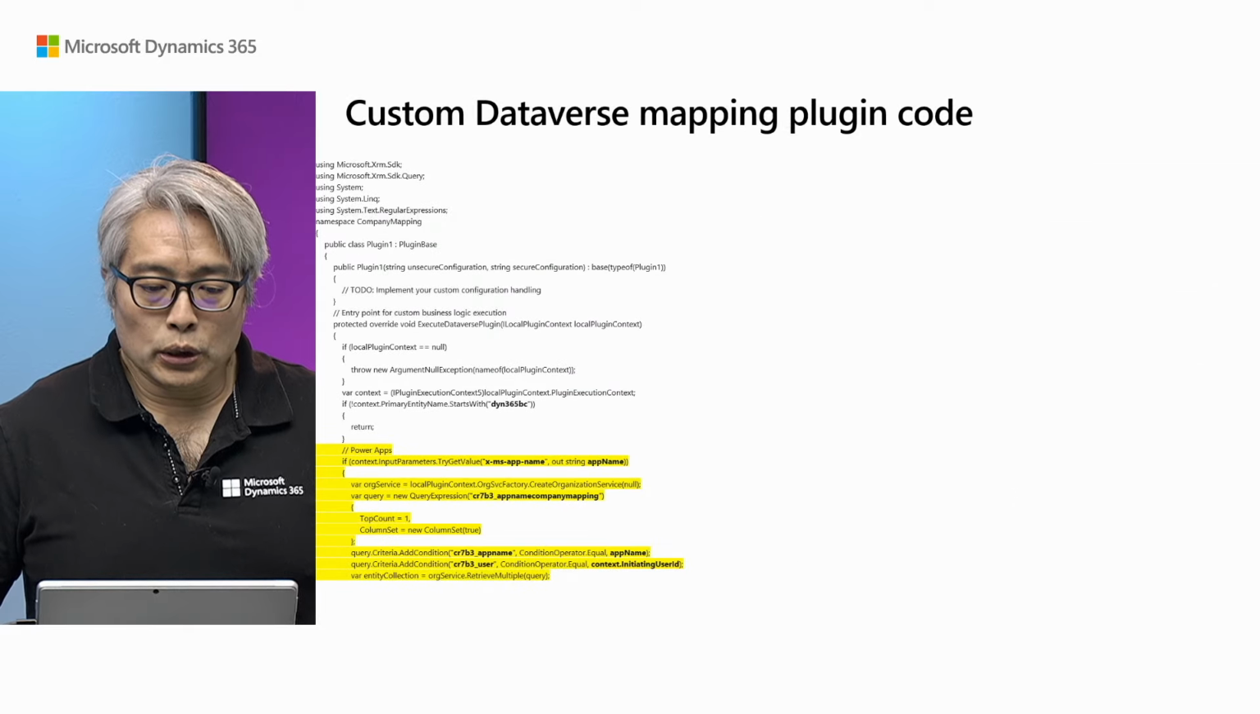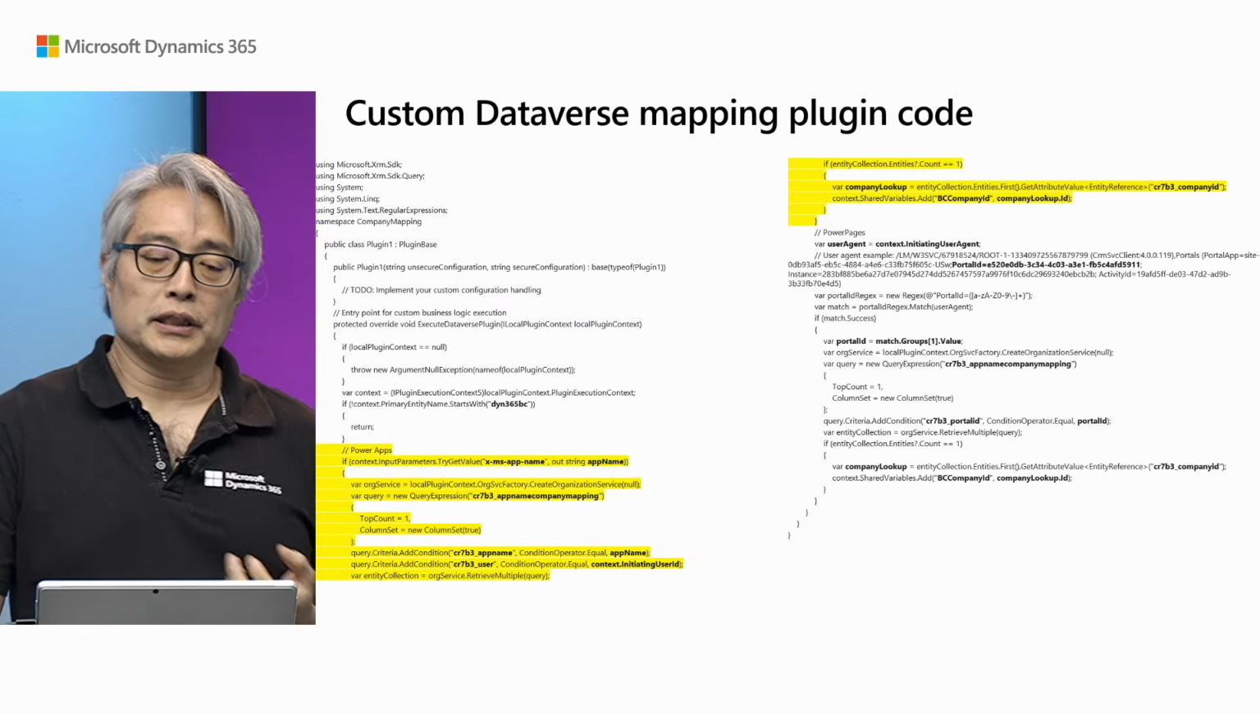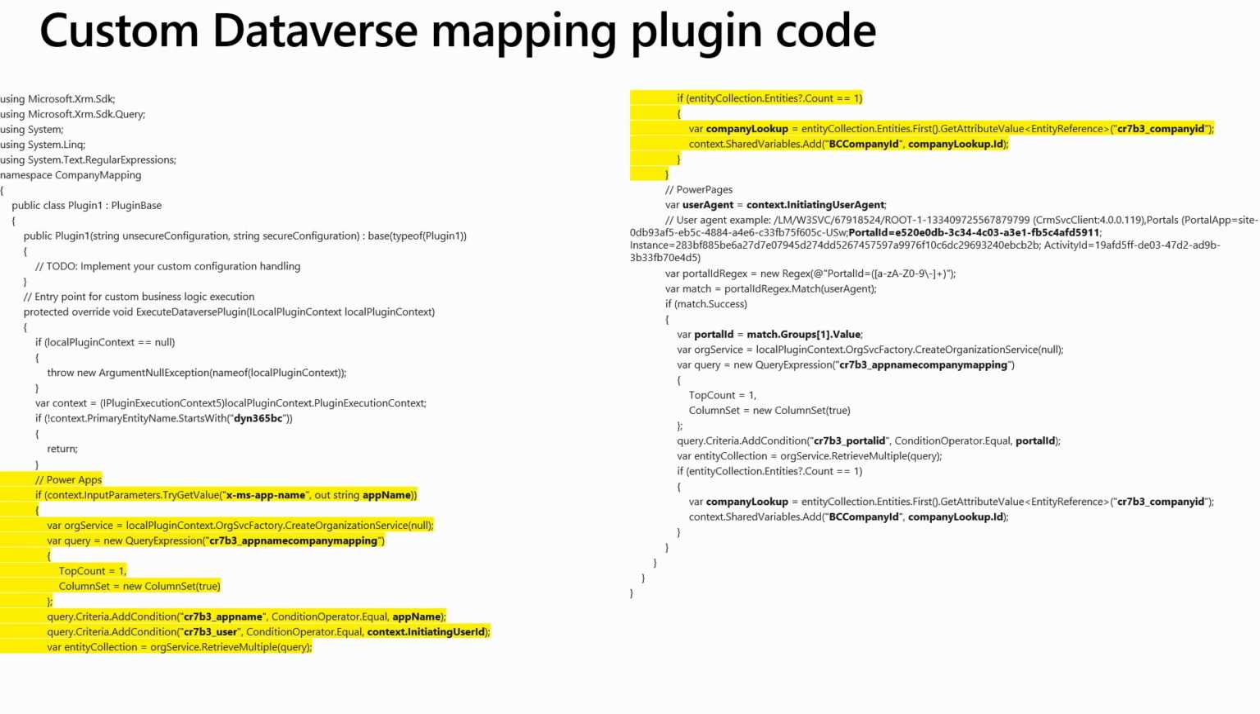And finally, I just show you a quick screenshot of the code of the mapping plugin. It's very, very simple. This will be published after the launch event. So you can essentially cut and paste it and modify it, right? The yellow part that I highlighted is the part of the code that will deal with Power Apps. And in a different demo, I will show you the part of the code that will deal with Power Pages.